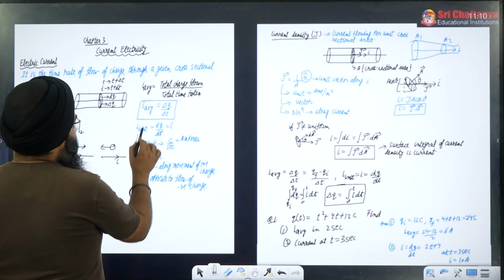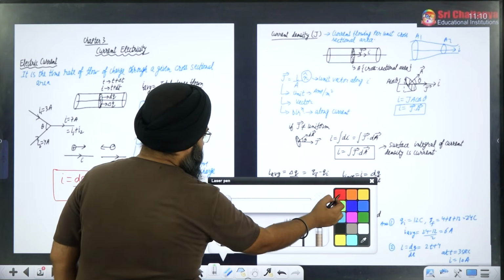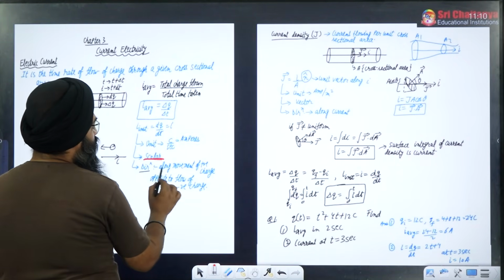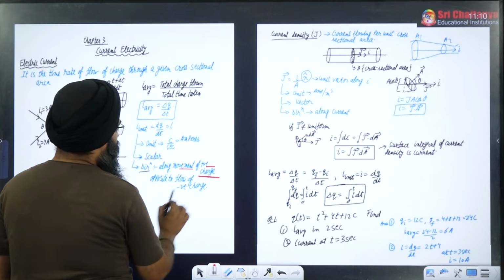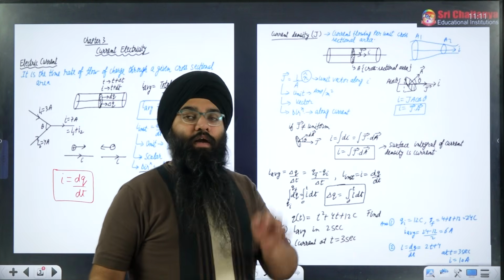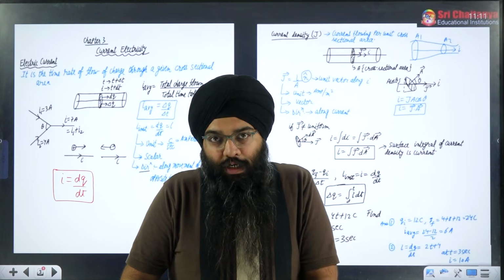Instantaneous current and average current have the unit amperes. It is a scalar quantity, and the direction will always be along the movement of positive charge or opposite to the flow of negative charge. So always remember, the direction of current is in the direction of flow of positive charge or opposite to the direction of flow of negative charge.